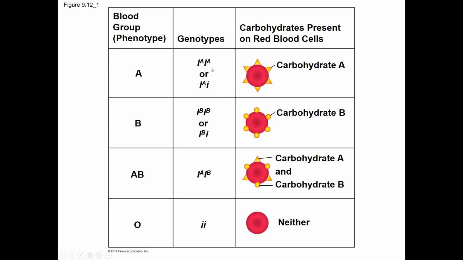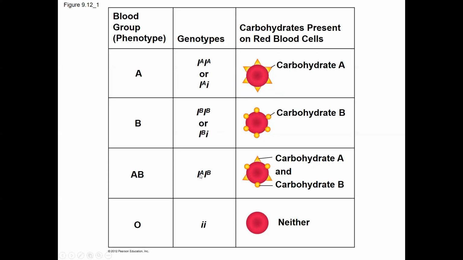For type A, you carry either 2 dominant A alleles, or you have 1 dominant A allele and 1 recessive allele, which happens to be type O. It means these individuals are going to create carbohydrate A on their red blood cells. Type B blood carries either two dominant B alleles or one B allele and one recessive allele, which is going to be for type O blood. But they are now type B. These individuals would carry carbohydrate B on their red blood cells.